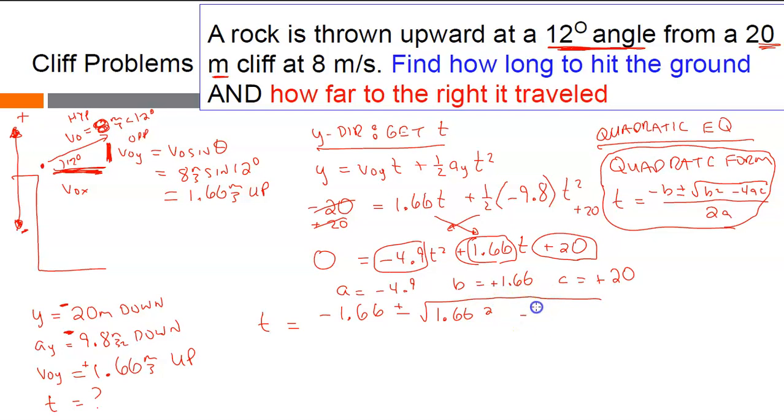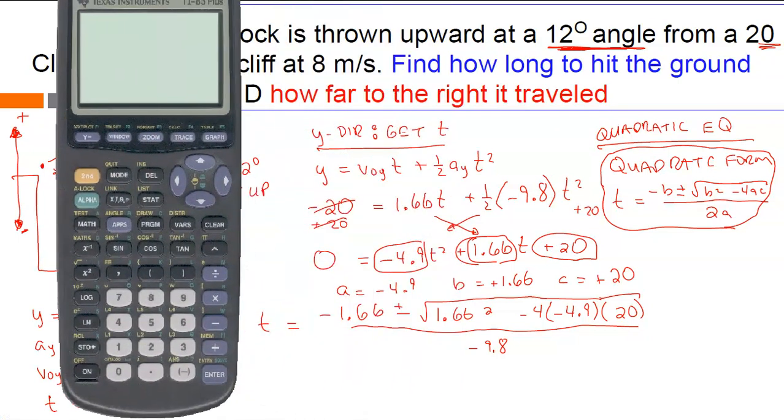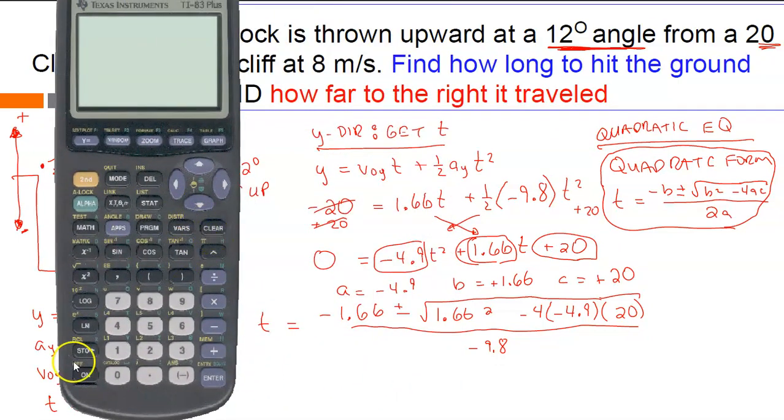And then I've got minus 4 times a. A is negative 4.9 times c, right? And that is a positive 20. Close that up and then divide the whole shooting match by 2 times a. Well, 2 times 4.9 gets me back to 9.8. So the easy thing to do is just go negative 9.8. You're always going to have gravity on the bottom. If you want to put 2 times negative 4.9, that's fine. All right, but in the interest of space and time, I'm going to do that. You got to be very careful putting this thing into your calculator.